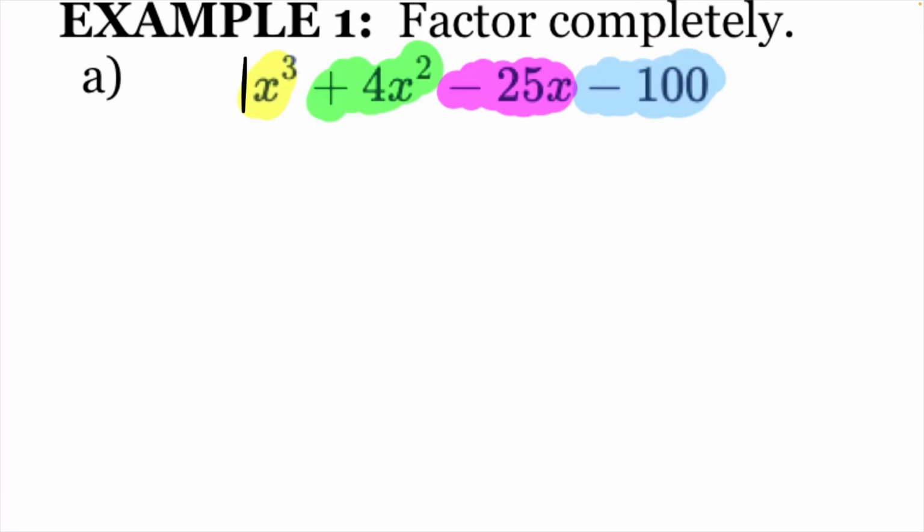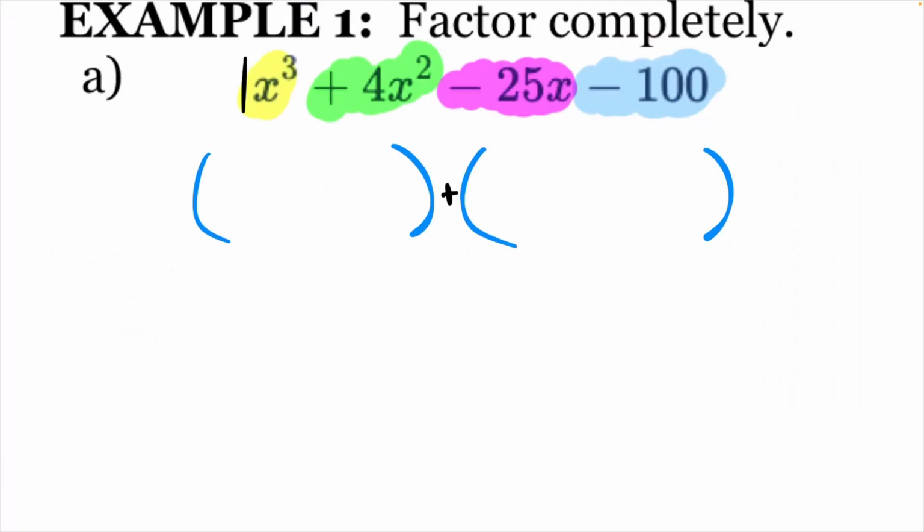So that's always step 1. It doesn't matter if it's a binomial, trinomial, or 4 terms. Step 2 is the new one. We're going to break them down into 2 smaller groups. Instead of 4 terms, we're going to break them down into 2 groups. Always a plus in the middle.